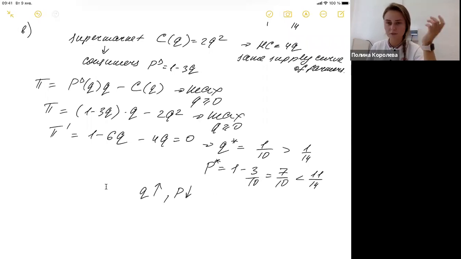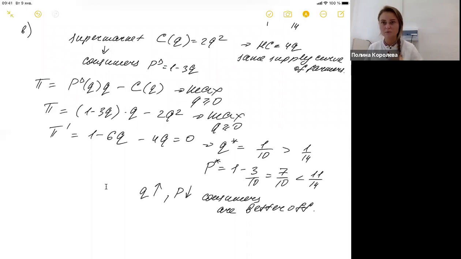So what conclusion will we make? That consumers are better off. They buy more for lower prices. Consumers are better off. Why is it so? It is so because we do not have this stage where our supermarket also has power.